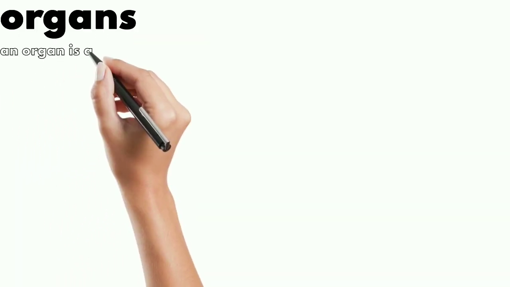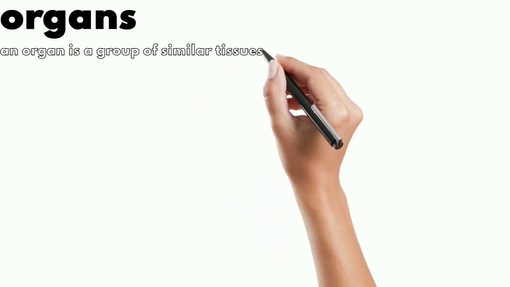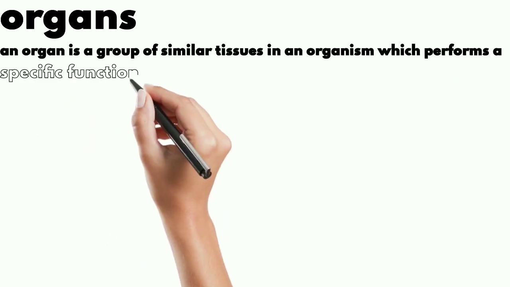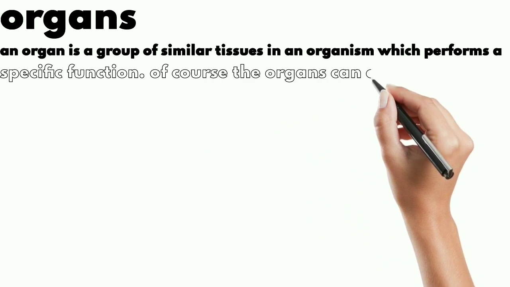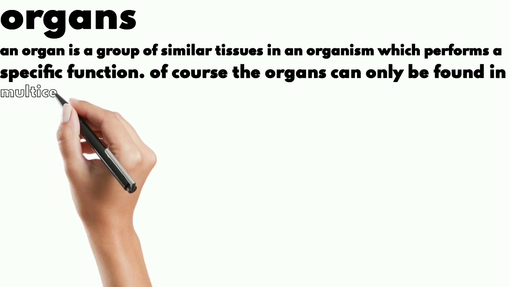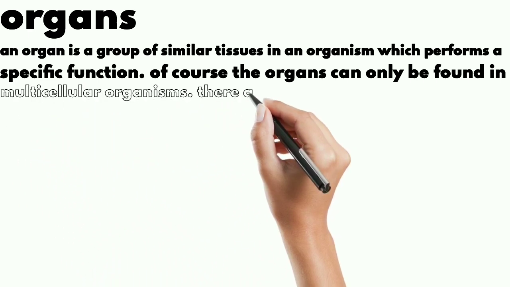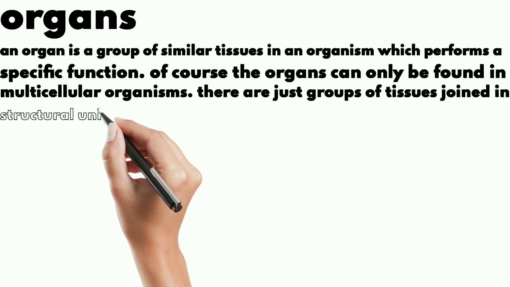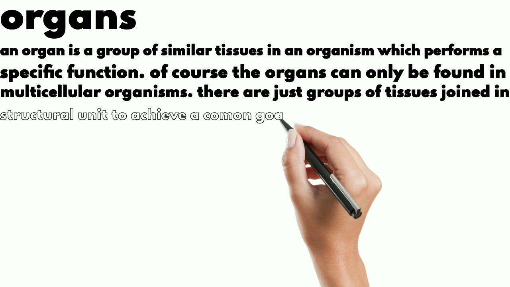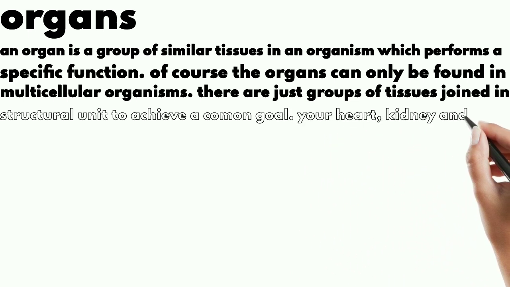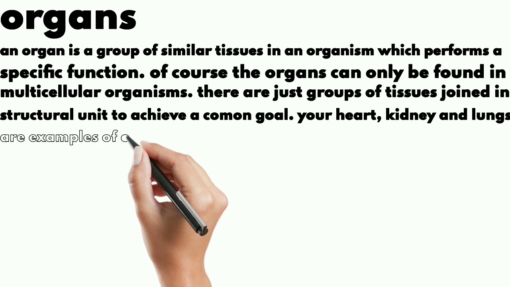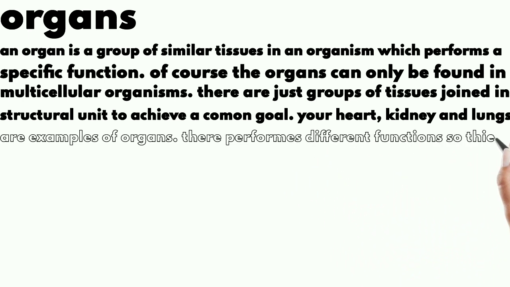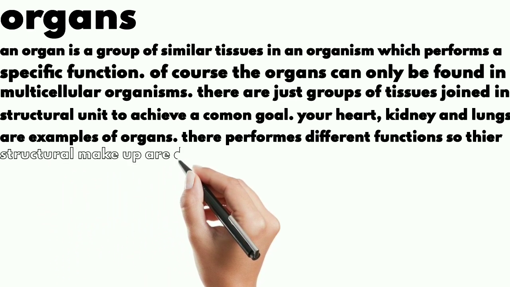The organs. The organ is a group of similar tissues in an organism which perform a specific function. Of course, the organs can only be found in multicellular organisms. They are just groups of tissues joined in structural units to achieve a common goal. Your heart, kidney, and lungs are examples of organs. They perform different functions, so their structural makeup is different.